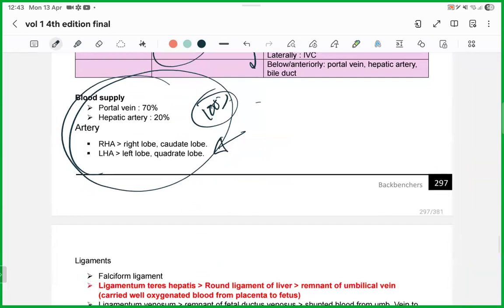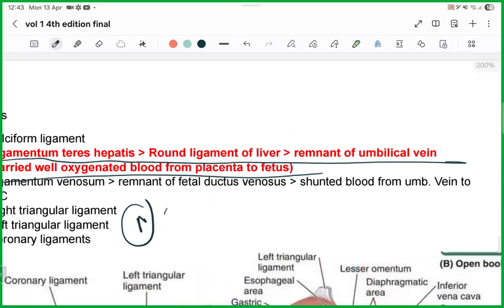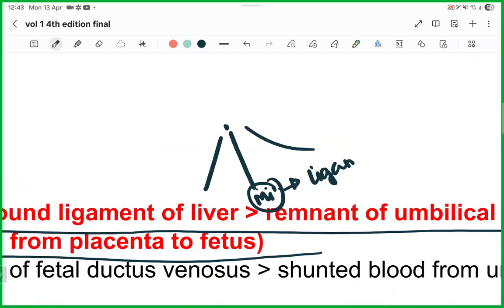But these are the most important things. Ligaments, just know the names. They don't ask anything. Just this one: ligamentum teres hepatis or round ligament of uterus. So from the umbilicus, we'll get three lines. One is in the midline. In the midline, this is ligamentum teres hepatis.